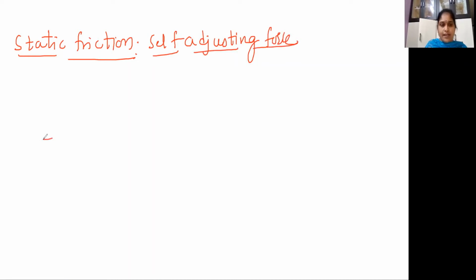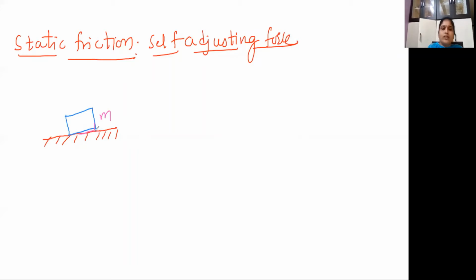Let us take a surface. On this surface, we have a block. Let us visualize that the mass of the block is m. And what are the forces which act on this?